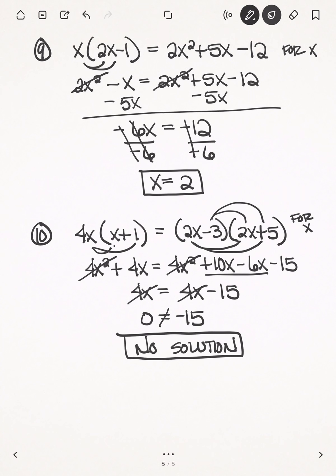Okay, those are all the different types of equations that we have learned before Chapter 3 and through Chapter 3. So hopefully that was a good little review for you. That is all for today.